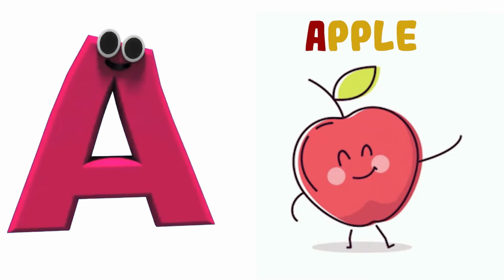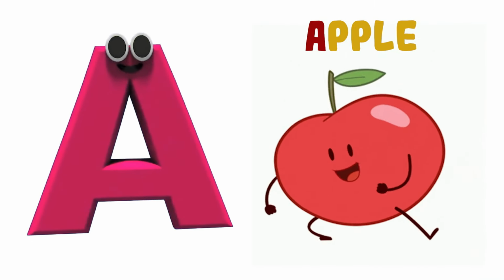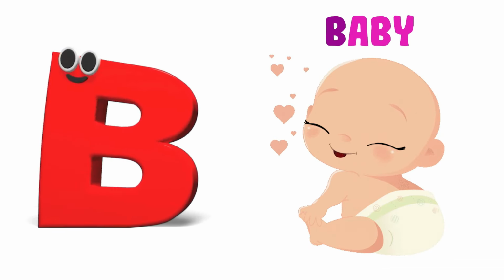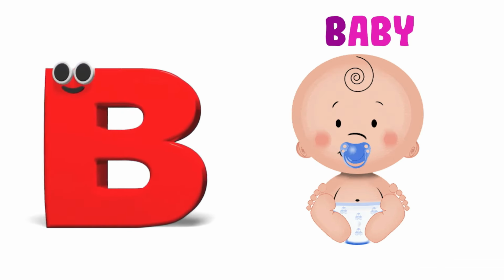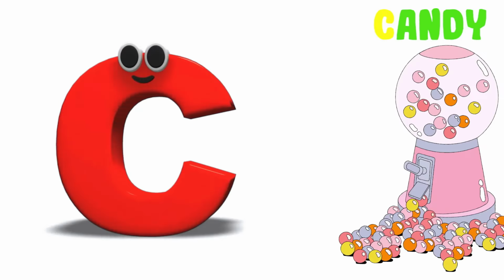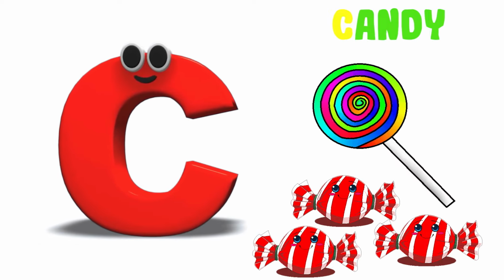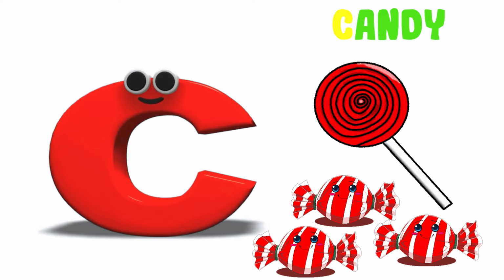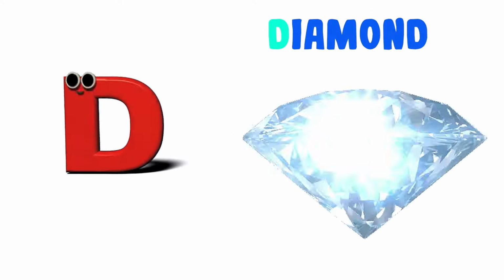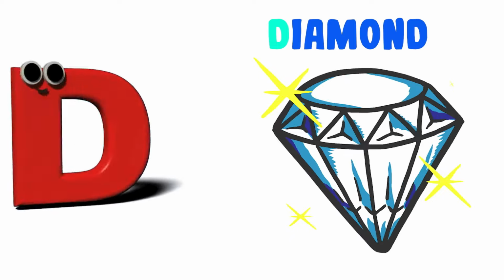Do it again. A is for apple, a, apple. A, apple. B is for baby, b, b, baby. Diamond, d, d, diamond. D, diamond.